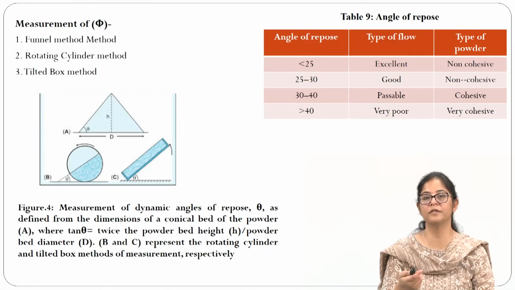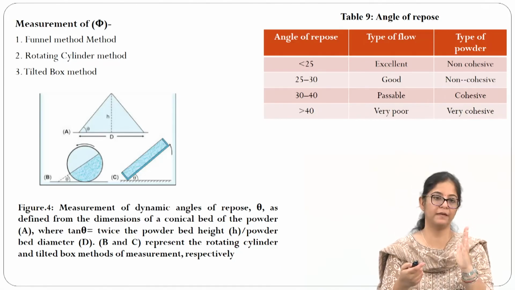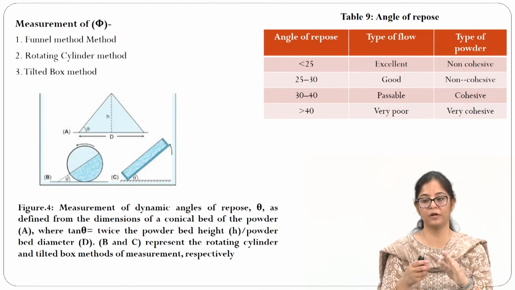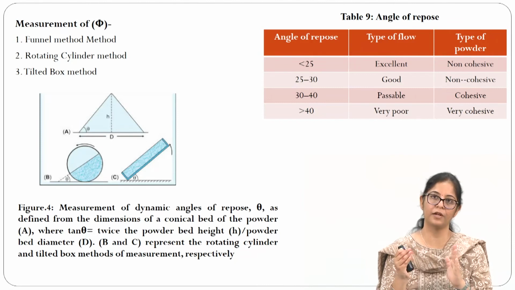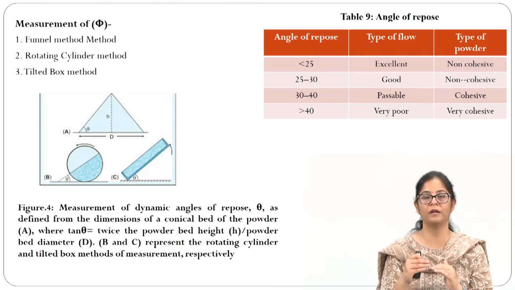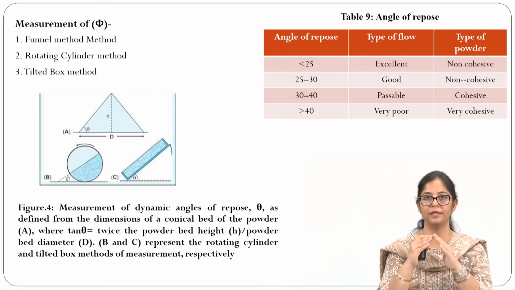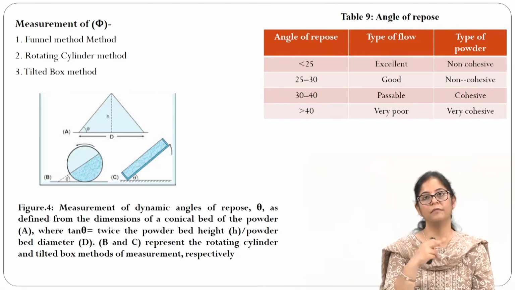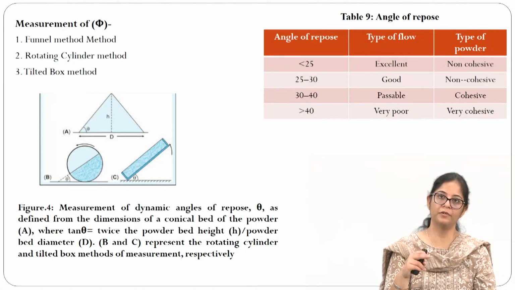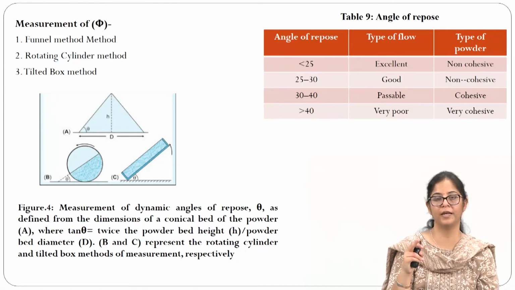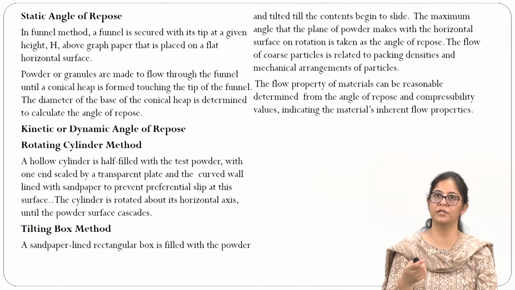So the three techniques which are used. In figure A, it is the funnel method. What is done is a funnel is placed at a fixed height on a graph paper, and a fixed amount of material, 5 grams or 10 grams, is made to flow from the funnel, and when it falls through the funnel it creates a triangular heap. So the diameter of the heap and the height of the heap are noted, and from the diameter the radius is taken, and from the height h is taken, and the theta value is calculated. So this is a static method of determination of angle of repose.